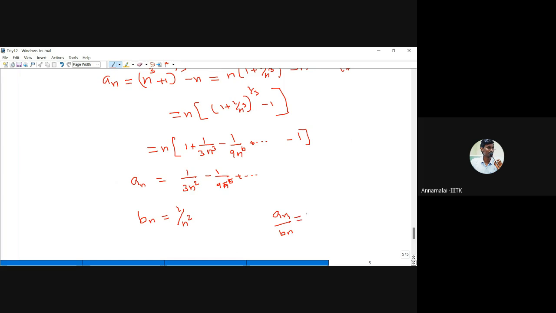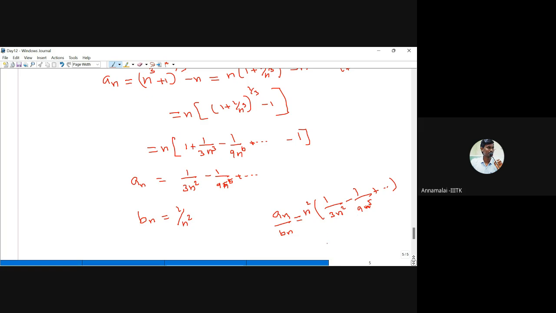Since bn is 1 by n square, we consider an by bn, which is n square times an. So we get n square times 1 by 3n square minus 1 by 9n power 5 plus and so on. Now if you multiply n square inside, the first term is 1 by 3. All other terms have the denominator always a power of n.